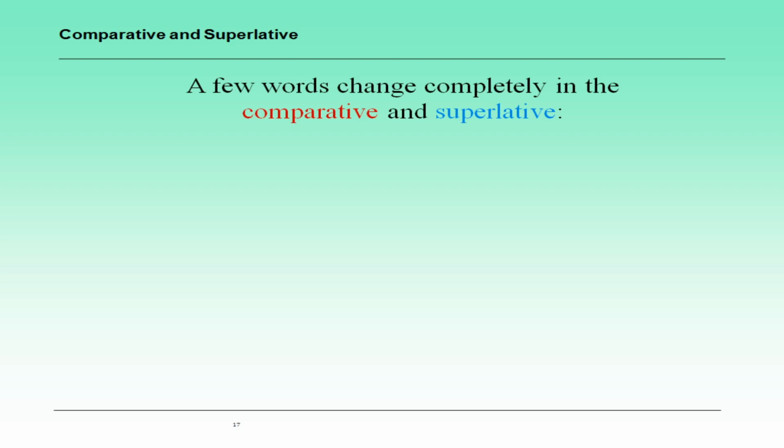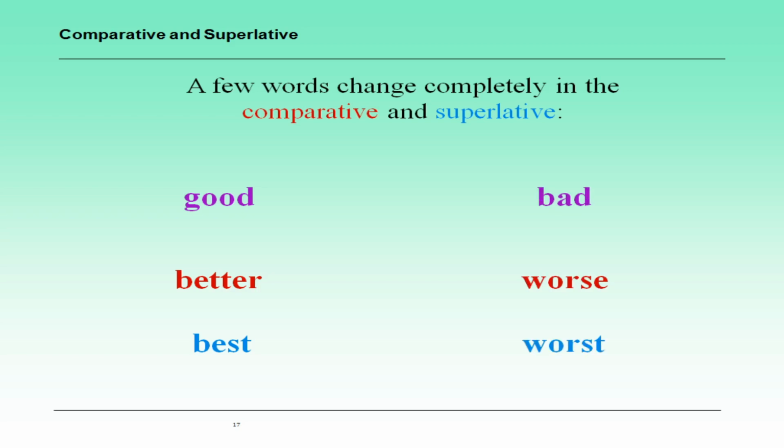A few words change completely in the comparative and superlative. Good becomes better, and the superlative form of good is best. These types of adjectives are called irregular adjectives. Then bad becomes worse, and the superlative form is worst.